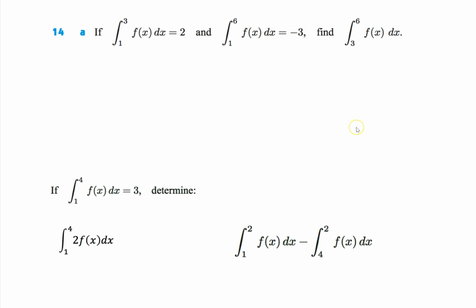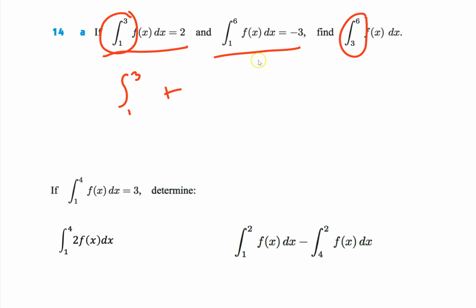So this is the first one. If the integral from 1 to 3 is 2, they tell you the integral from 1 to 6 is -3. Find 3 to 6. So they gave me 1 to 3, 1 to 6, and now I've got to find 3 to 6. So it's kind of like a jigsaw puzzle. How do these connect? Well, if I go 1 to 3 plus 3 to 6, isn't that going to equal 1 to 6? So if we do integral from 1 to 3 plus integral from 3 to 6, it should equal the integral from 1 to 6 because these connect, they're just different areas.